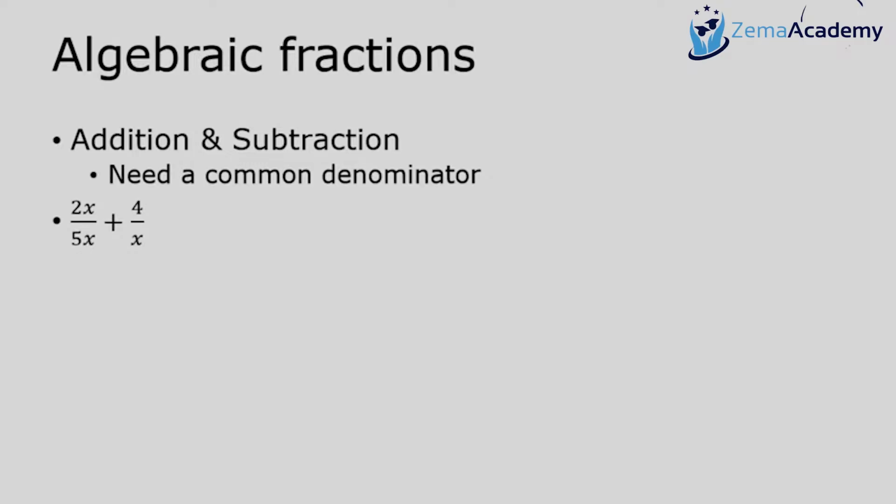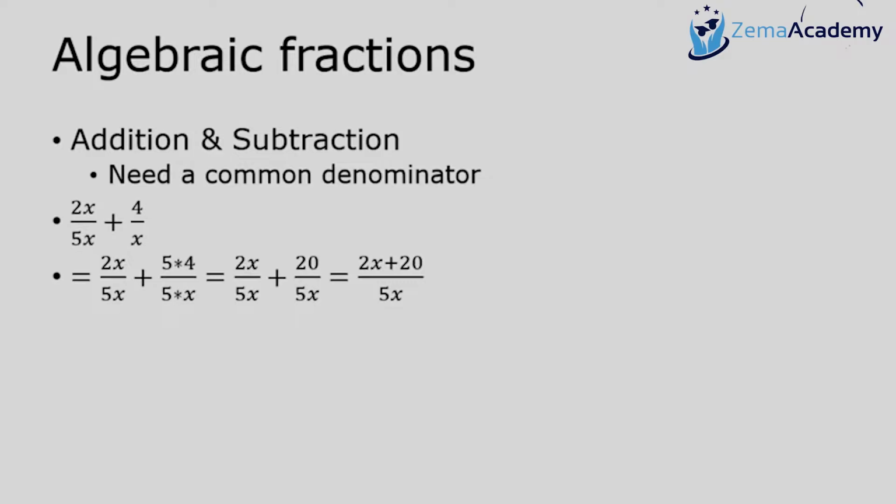So I'm going to get them to have a common denominator, and I'm going to do that by multiplying the fraction on the right, top and bottom, by 5. That's going to give me 2x over 5x plus 5 times 4 over 5 times x. That gives me 2x over 5x plus 20 over 5x. And now I can add those two top pieces together and get 2x plus 20 all over 5x.